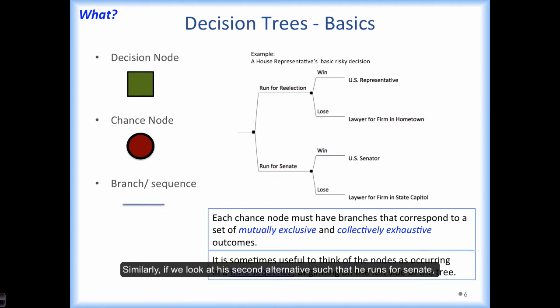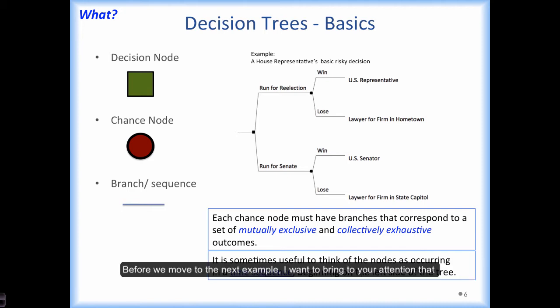Similarly, if we look at his second alternative, such that he runs for Senate, then the uncertainty of the election will result in one of the two possible outcomes, win or lose. If he wins, then the final result is to be a senator. If he loses, then the final result is to be a lawyer in state capitol.